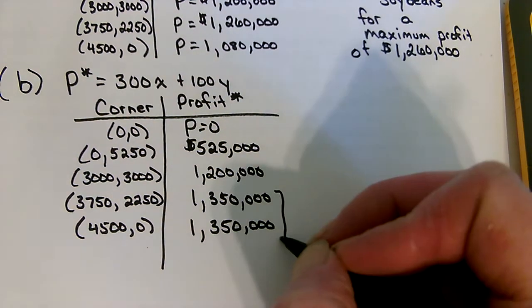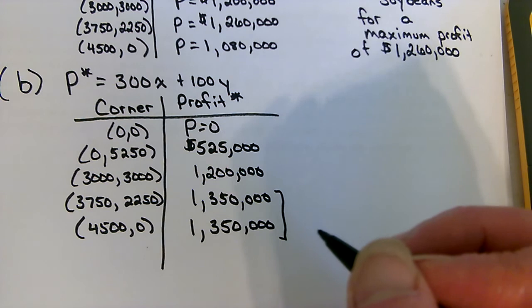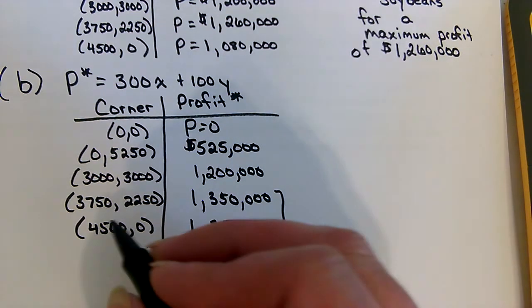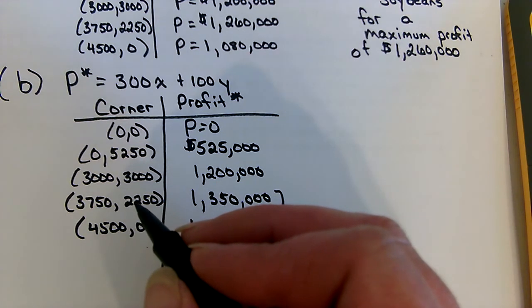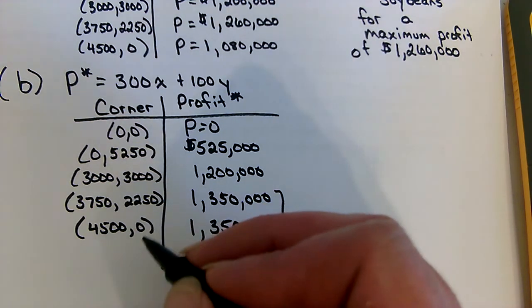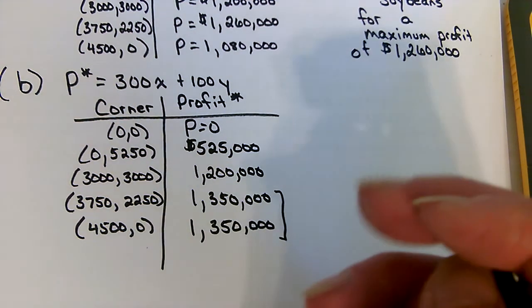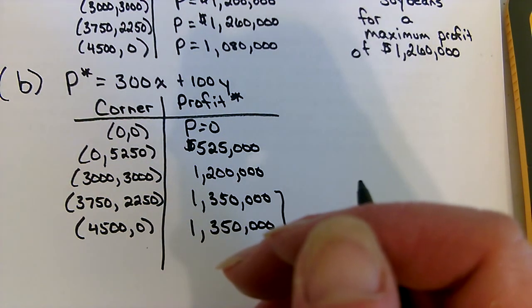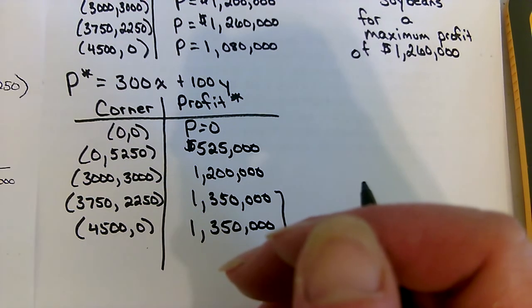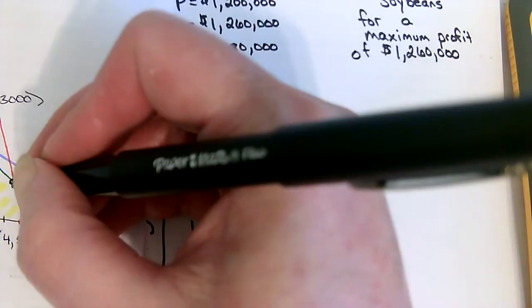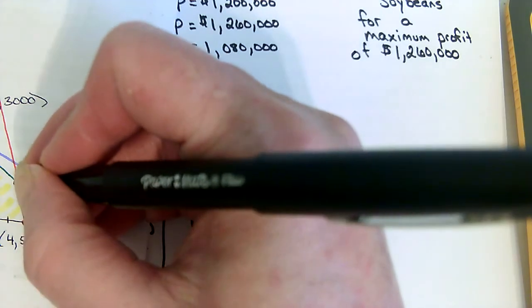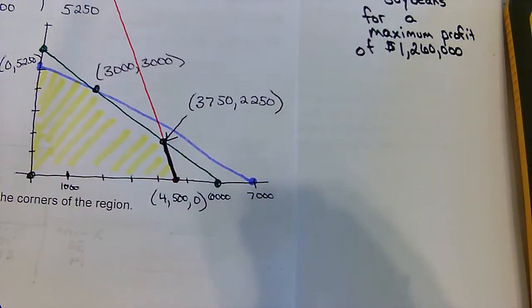So our maximum profit actually occurs at either the point (4,500, 0) or the point (3,750, 250). This means that the profit function P will be maximized not only at those two corner points, but at any point along the line connecting them. So it actually has to be any point between those two points.